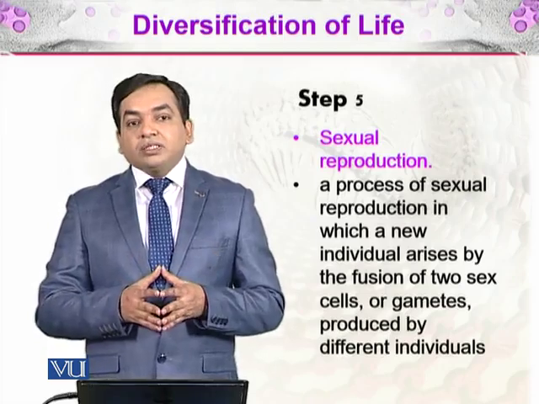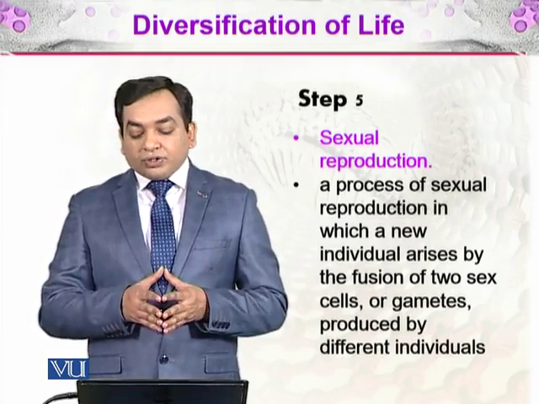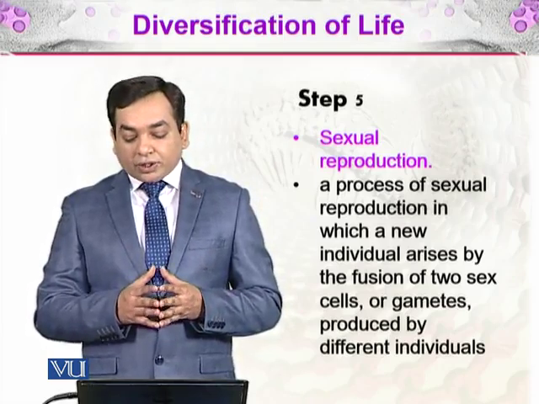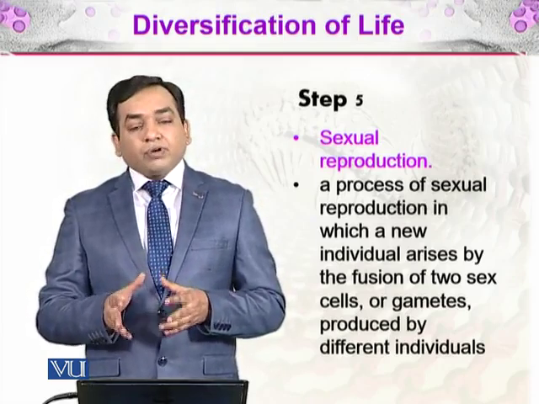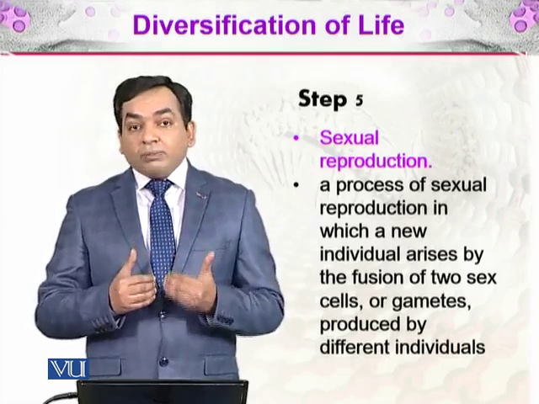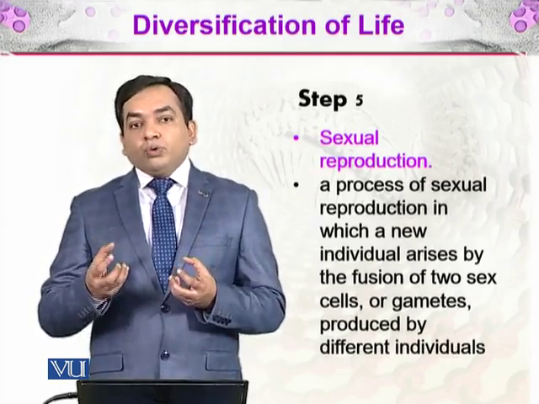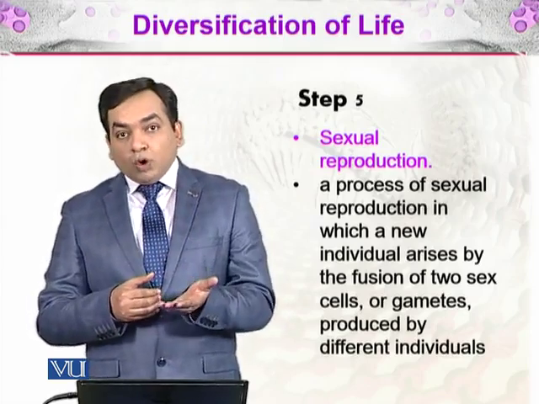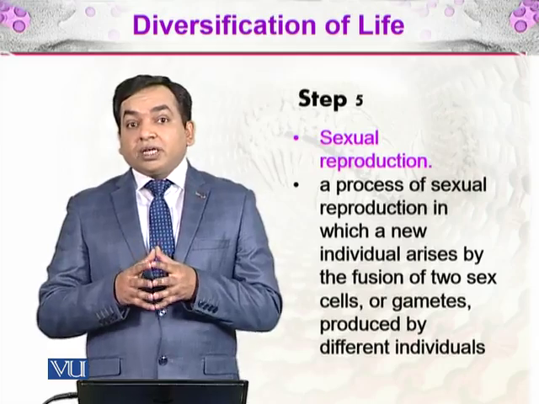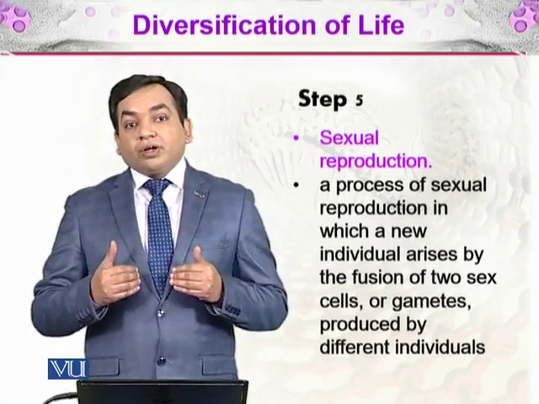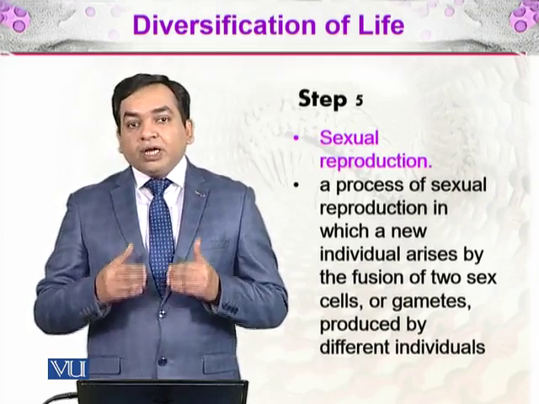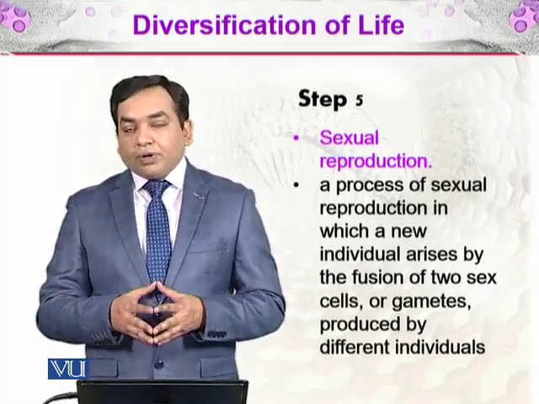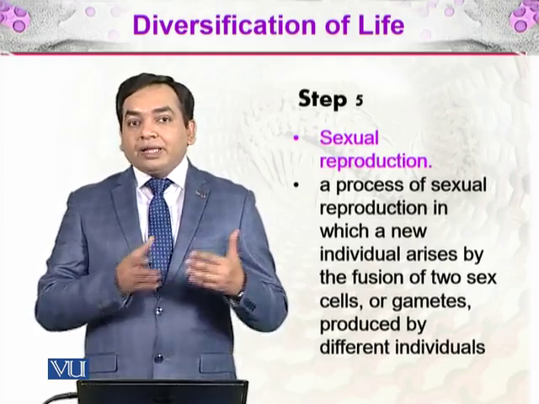And step 5 is sexual reproduction, a process in which the new individual arises by fusion of two sex cells, gametes, produced by different individuals. Again, it is a very important step, because when two different individuals combine and make a new offspring, that offspring contains much more variation than its predecessors. So that means it is much more prone to evolution as compared to the asexual reproduction that happened before.